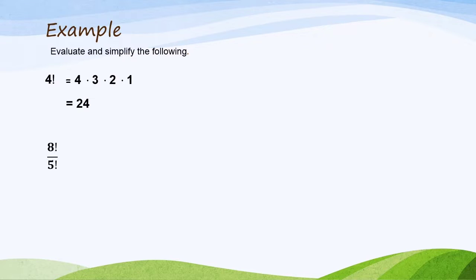Another, 8 factorial divided by 5 factorial. So let us simplify. 8 factorial equals 8 times 7 times 6 times 5 times 4 times 3 times 2 times 1 divided by 5 factorial, which is 5 times 4 times 3 times 2 times 1. Then cancel out 5 times 4 times 3 times 2 times 1. Then multiply the remaining factors, 8 times 7 times 6. So that is equal to 336.